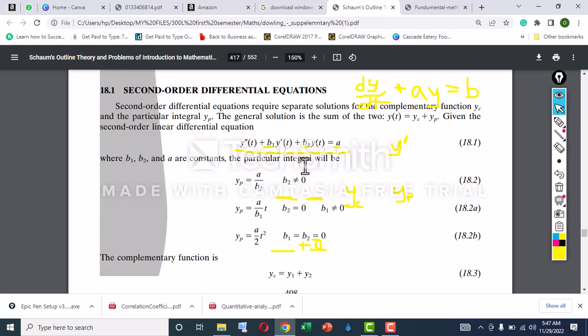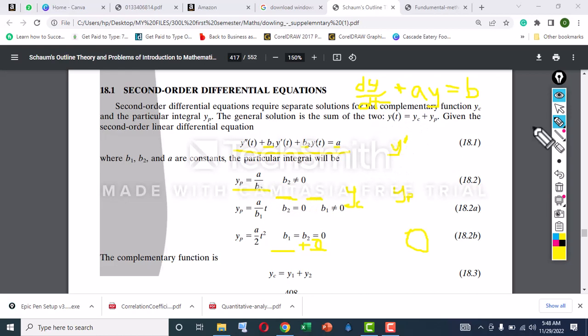But in second order, sometimes they ask for complementary and particular, before they come to the general solution. If they ask for the general solution, just do complementary and particular for them. For second order, the general solution is actually the addition of complementary and particular. Now, these are the formulas for the particular integral, which is the second one that used to be at the right hand side. So at the right hand side we have the particular integral.